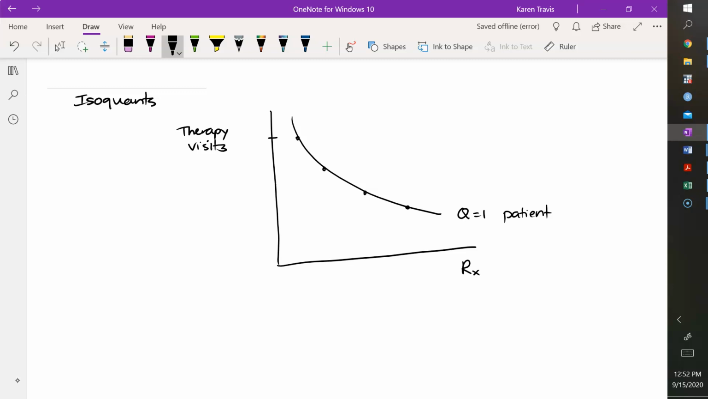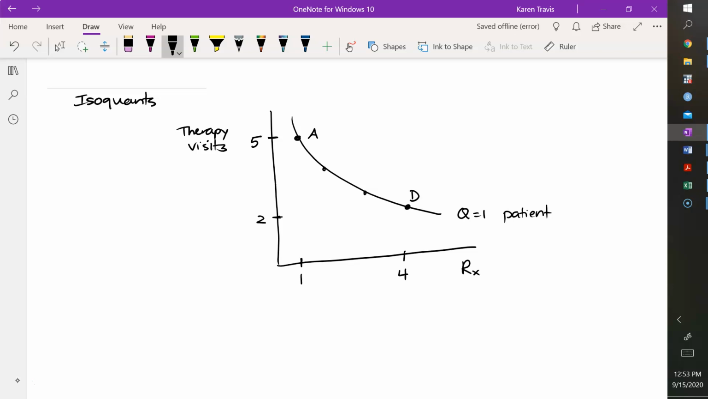So up here, let's suppose this is 5 therapy visits and 1 prescription. Then this means they're having both the 5 therapy visits and 1 prescription. Both of them are used. Over here, let's suppose it's 2 therapy visits and 4 different prescriptions. Then A or D are possible ways of serving that one patient.